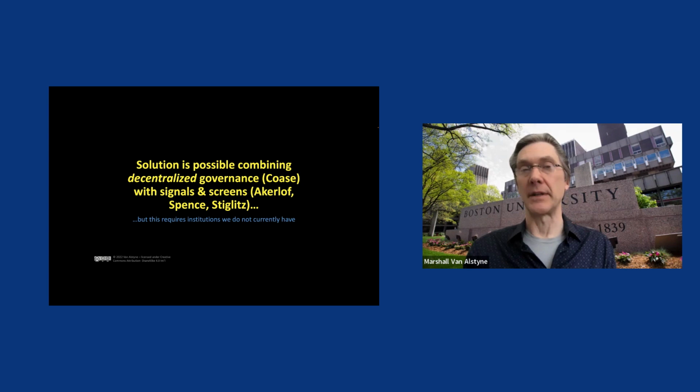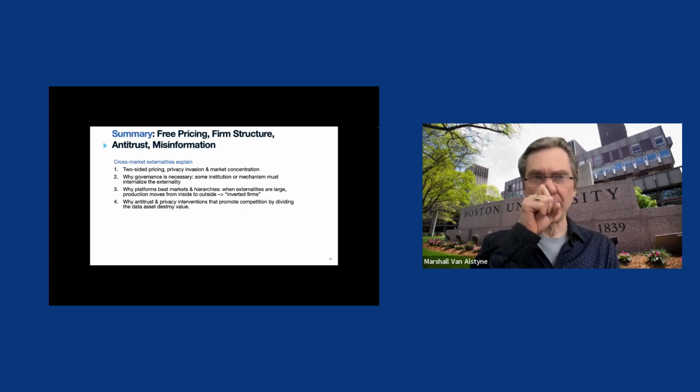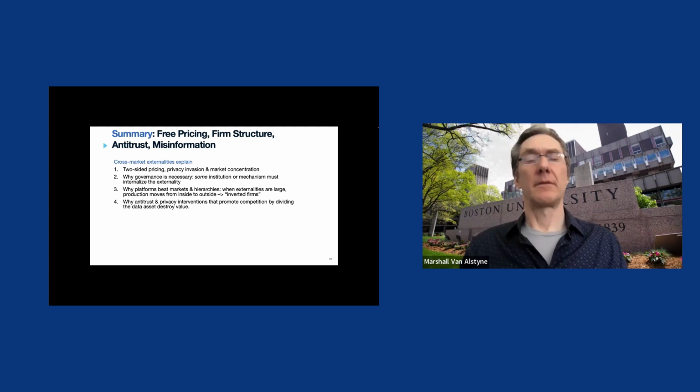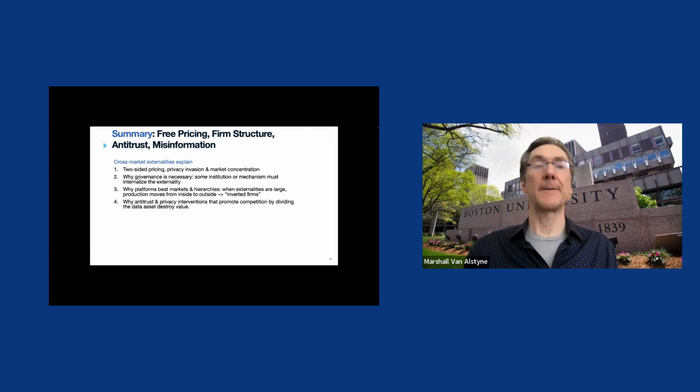So to briefly recapitulate, cross-market externalities explain a large number of really interesting phenomena over the past 20 years. So one is the two-sided pricing. It's the invasions of privacy. It's market concentration. They explain why governance is necessary. Some institution or mechanism must internalize the externality. Otherwise, we get transactions failure. Either good transactions don't occur or bad transactions do occur.